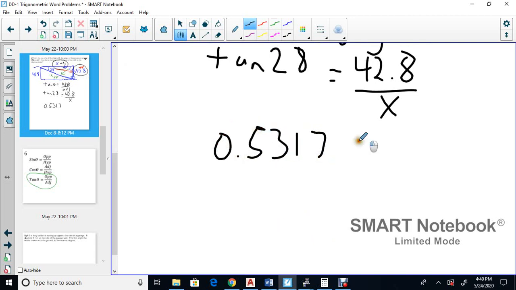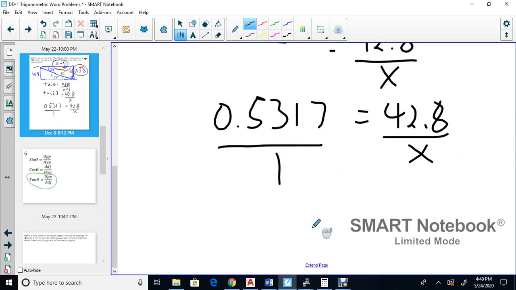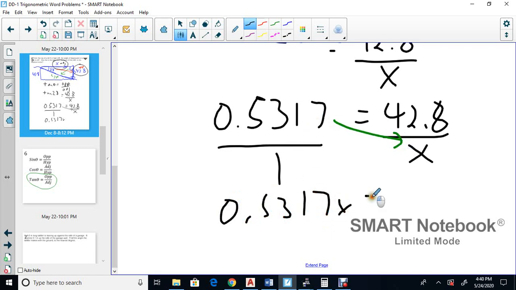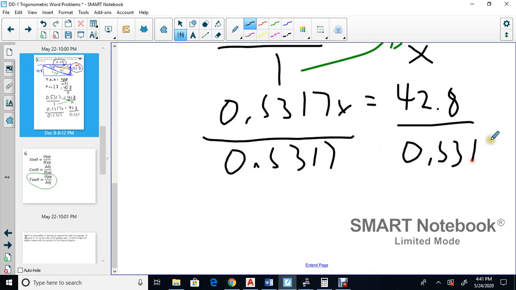0.5317 equals 42.8 over X. Now we put this over 1 and we cross multiply. So I went across this way, and that's my X equals. Now 1 times that, we go across that way, it's supposed to form an X. 1 times 42.8 is just 42.8. And then this one has the extra step of the divide. So you divide both sides by 0.5317.